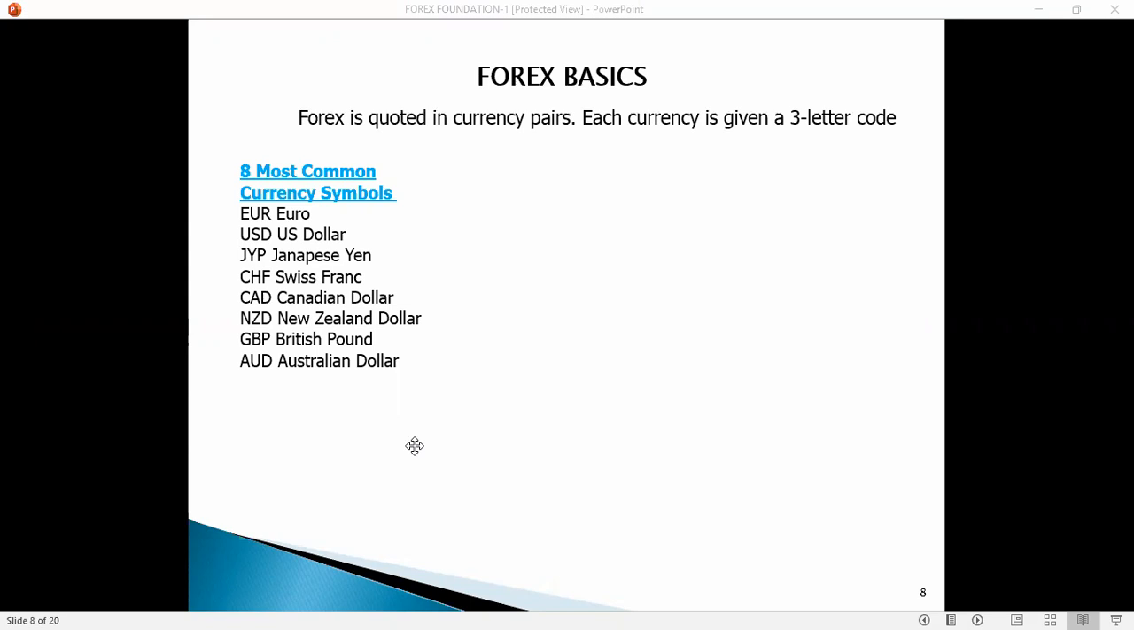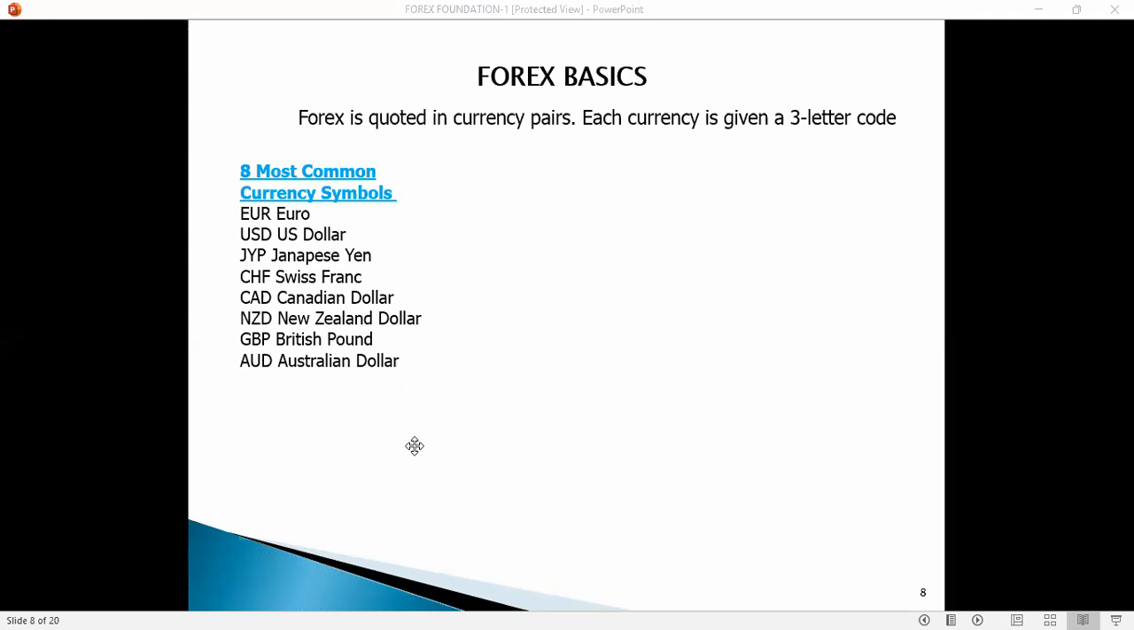Okay, Euro is very, very important. USD, Japanese yen, Swiss franc, Canadian dollars, New Zealand dollar, Great Britain pounds, and Australian dollar. These are the 8 most common currencies across the world, which means these 8 currencies are the currencies people use to trade most across the world, even outside of Forex. Okay, so that is why they are considered the 8 most common currency symbols.